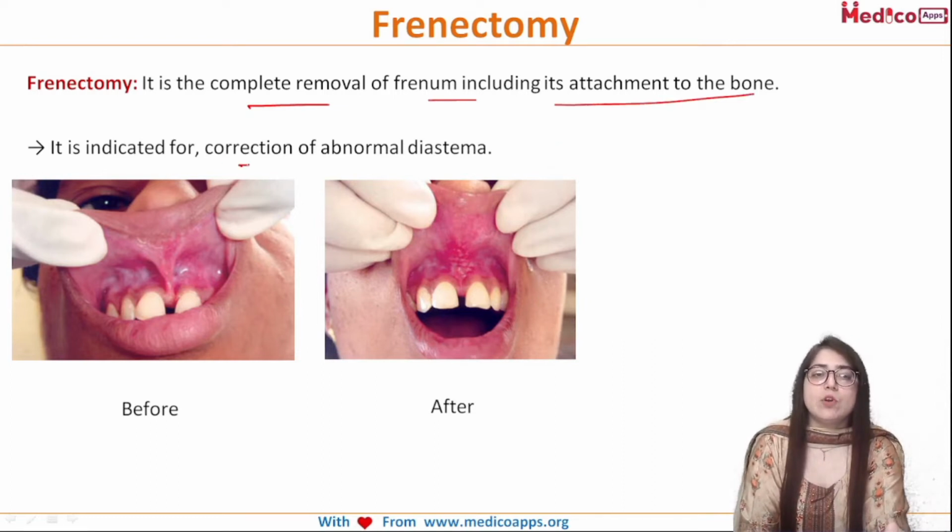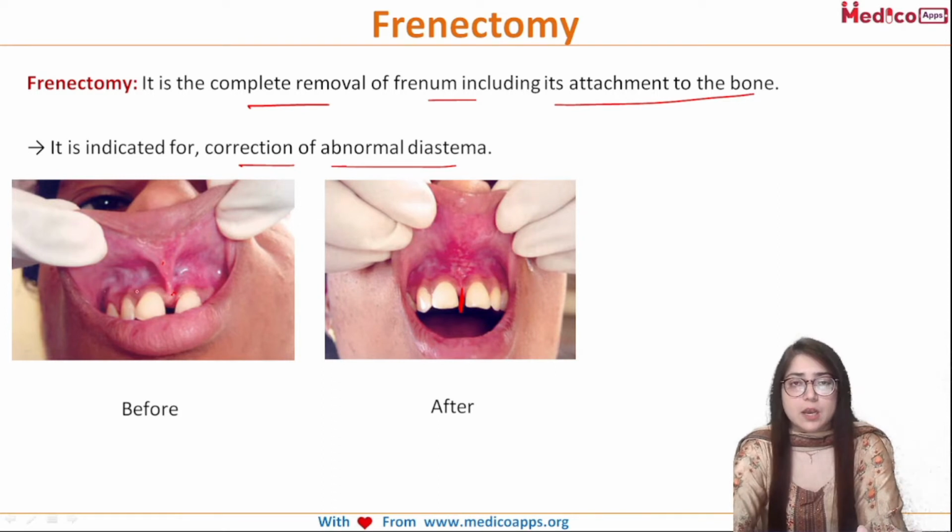It is indicated for the correction of abnormal diastema. So this is midline diastema, the gap in between. Why is it there? Because the frenum is at the lower margin. Like here you can see it is attached here. Usually it has to be till here. Now in such cases, you are supposed to remove this frenum. I'll just tell you the procedure.